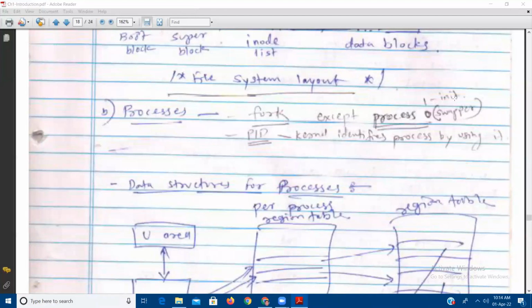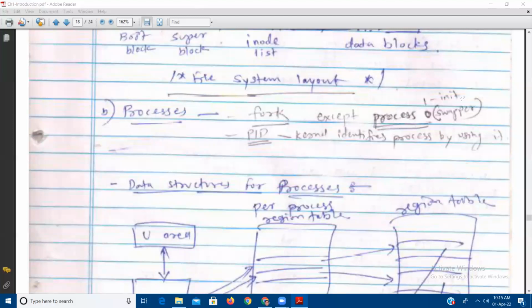And all the child processes may further use the fork system call to create subchildren, and so on. A tree-like structure will be there. Swapper is the main parent. After that, swapper executes fork and creates init. Init then executes fork and creates some child processes. Child processes execute fork and create subchildren. Subchildren execute fork and create further subchildren, like that onwards.